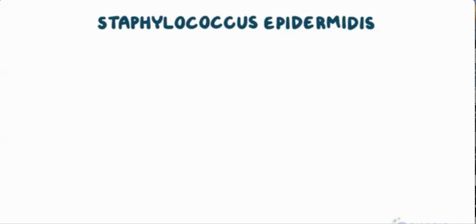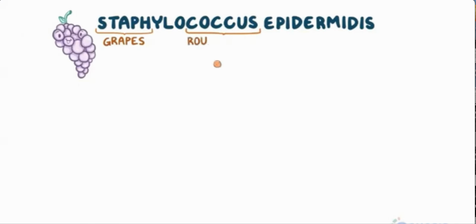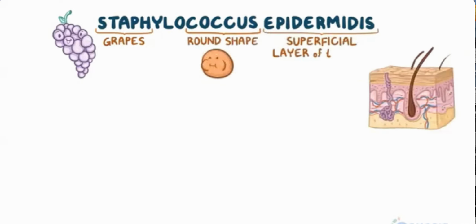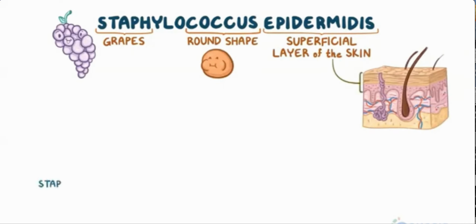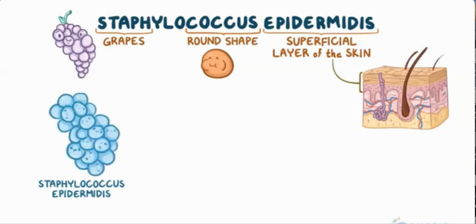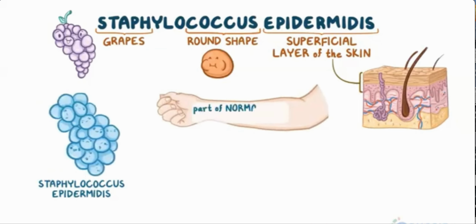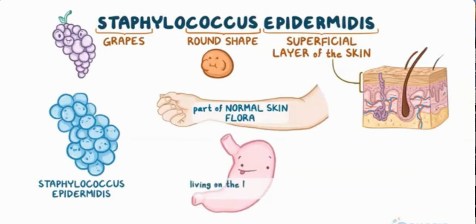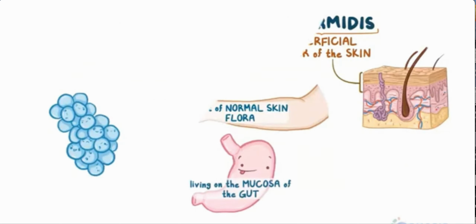Epidermidis can be broken down into staph, which means grapes, coccus, which means round shape, and epidermidis, referring to the superficial layer of the skin. So, Staphylococcus epidermidis are round bacteria that tend to live clustered together as if they were grapes. And they are part of the normal skin flora, even though they may also be found living in the mucosa of the gut.